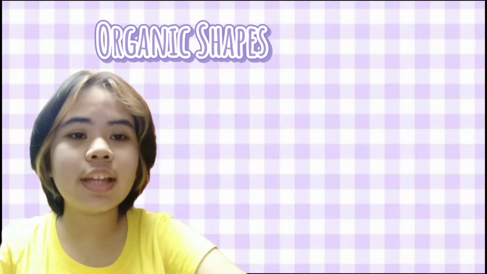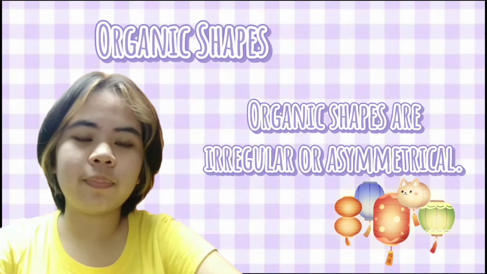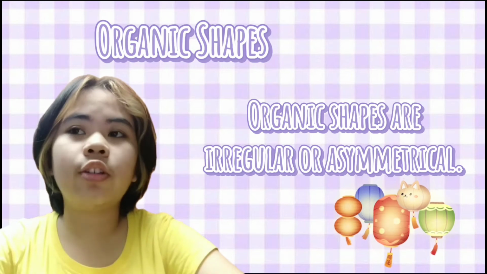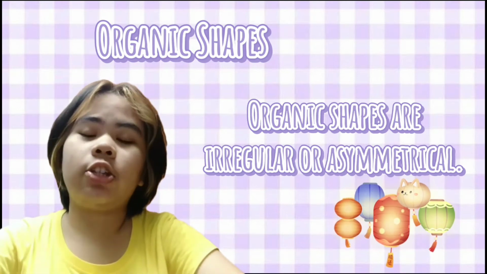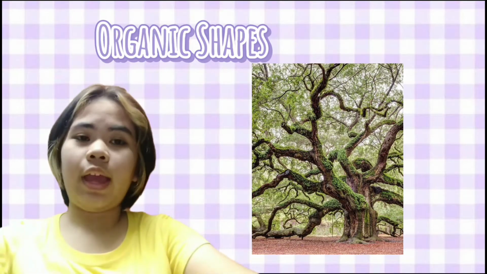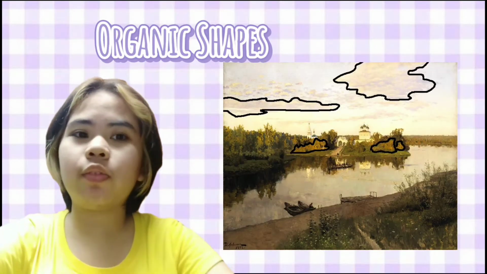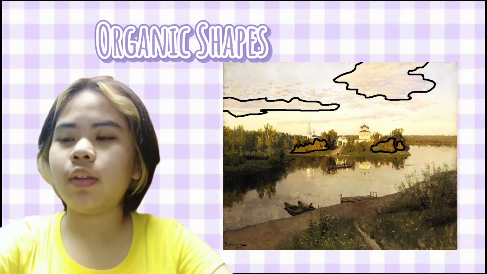Next, the other type of shape in art is the organic shapes. Organic shapes are irregular or asymmetrical. Organic shapes are those we see in nature, such as shapes of man, shapes of animals, and trees. Example, like in the picture, di ba simpleng photograph lang siya?